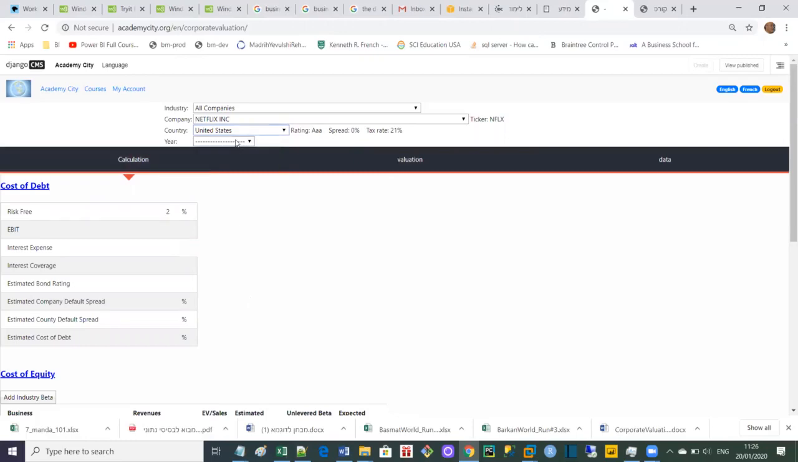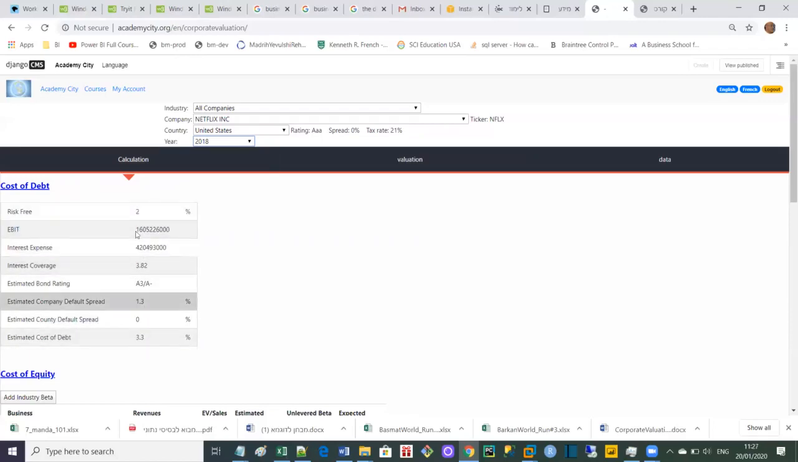Then finally, for which year I want to do the valuation, since the last year you have a complete financial statements 2018, we're going to use 2018. Now you can see that this part is automatically filled up for you exactly like in the Excel I gave you. So you should really see similar results.